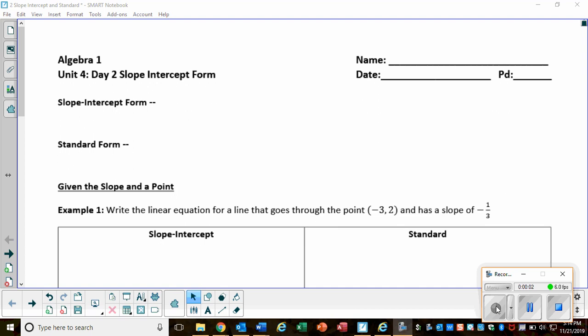Hi everyone, welcome to day 2 of Unit 4. Today we're going to be talking about slope-intercept form. We're also going to be talking about standard form, so basically forms of linear equations. So let's go ahead and start.